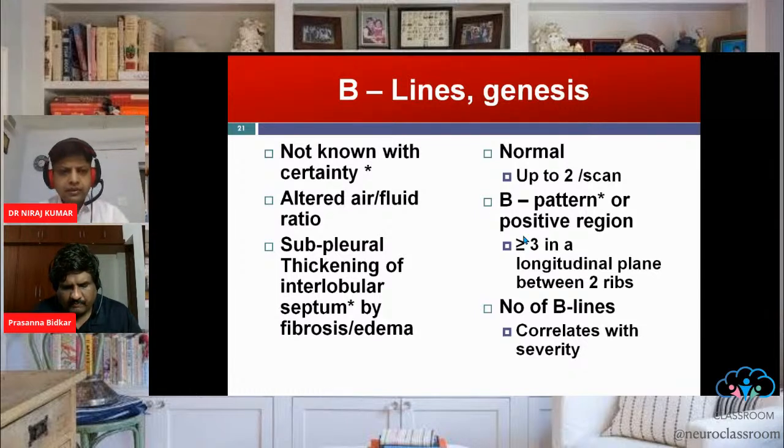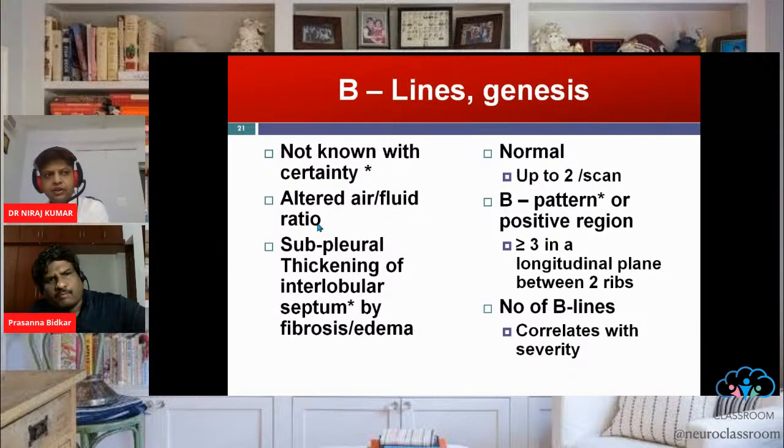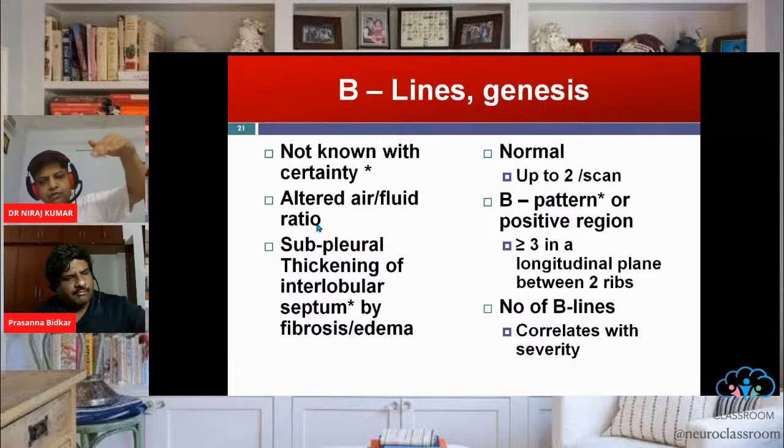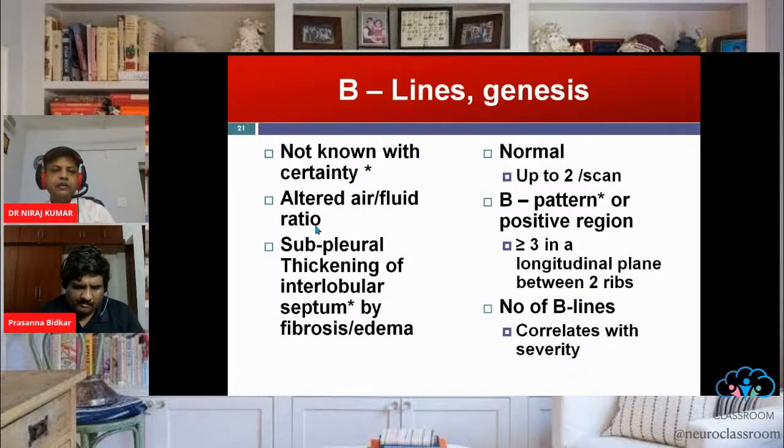At this time, we are not very certain how it is produced, but the theory is that there is an altered air and fluid ratio. We have already discussed that lung is full of air. If the amount of air decreases, that means fluid is accumulating. The fluid accumulates first in the interlobular septa, then starts accumulating inside the alveoli. Now they act like a medium, and the ultrasound waves can pass through. And when they are passing inside the lung, they produce B lines. That's the theory behind this. So because of decrease in air and increase in the fluid content, that's the genesis of the B lines.